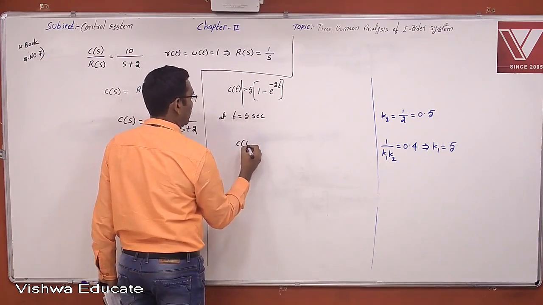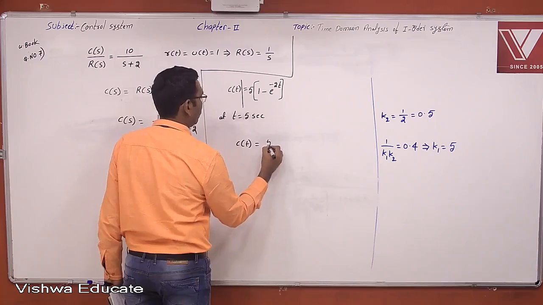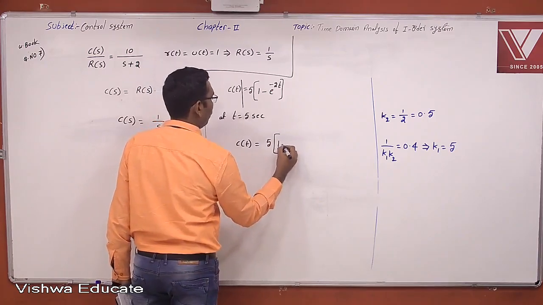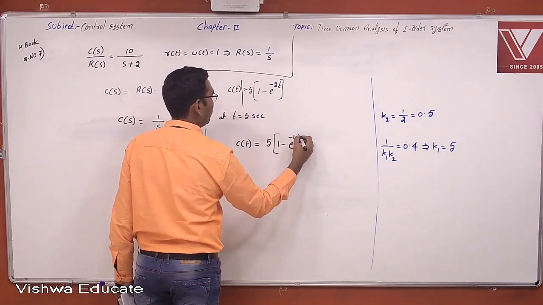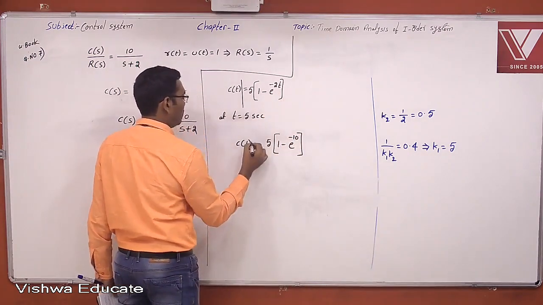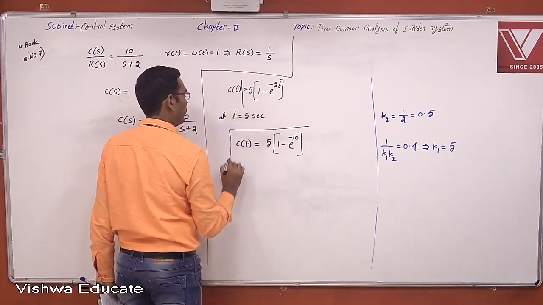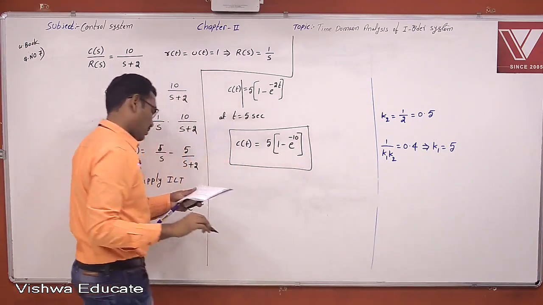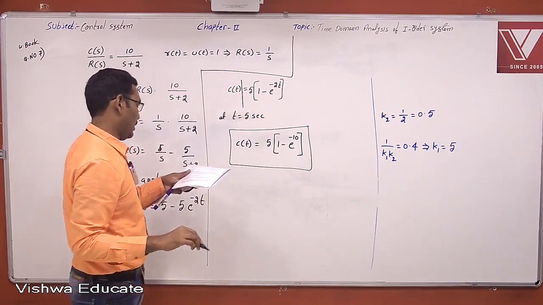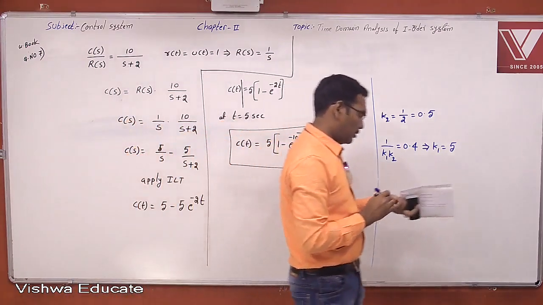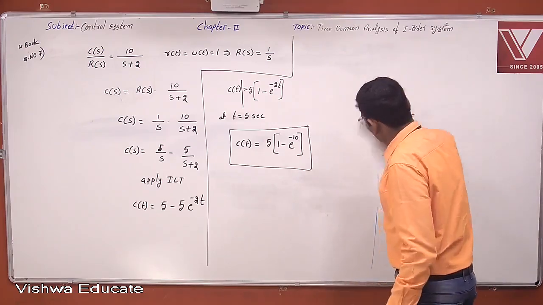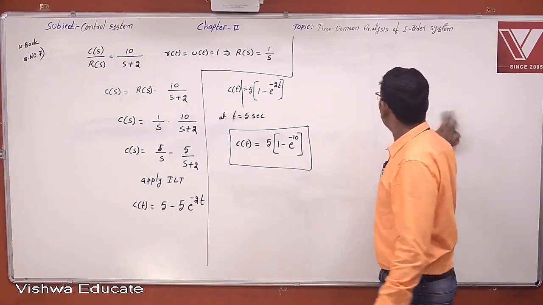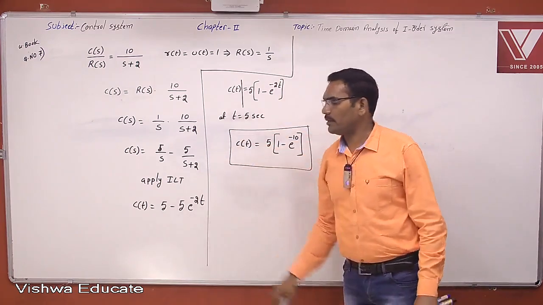Therefore, C of t is equal to 5 into 1 minus e power minus 2 into 5, which is 10, so e power minus 10. This is the response at t equal to 5 seconds. Now your option says this is option B. Okay, note down this. At t equal to 5 seconds, that is a time domain, therefore I convert it into the time domain.